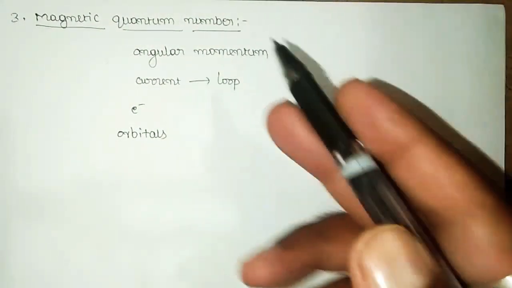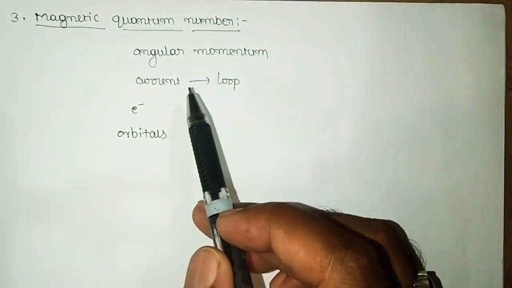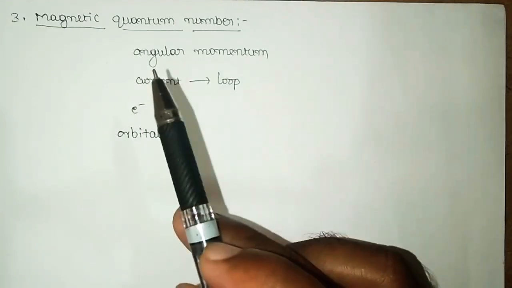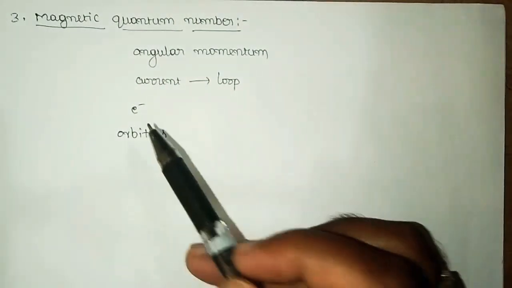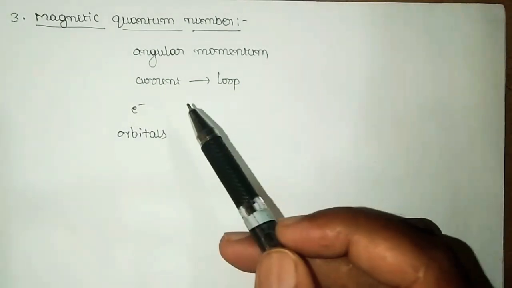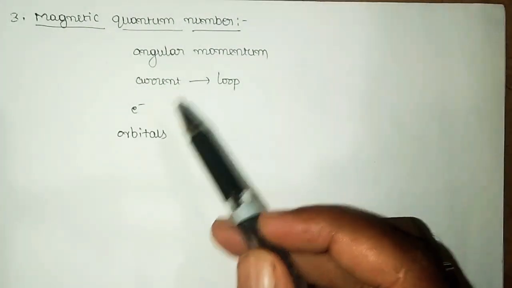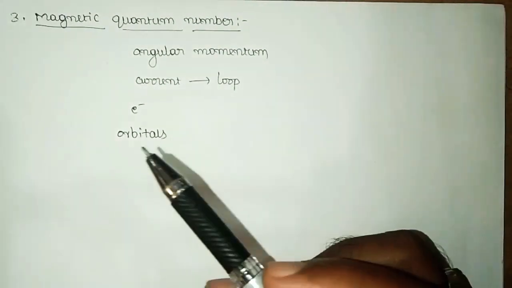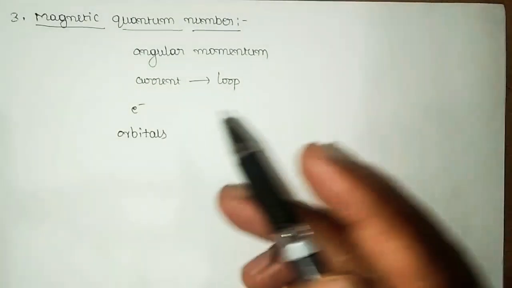I repeat once again, because of the interaction of the magnetic field generated by the electron with the external magnetic field, the electrons present in a particular sub-energy level will orient themselves in certain specific regions of space around the nucleus, and these regions of space are called orbitals.